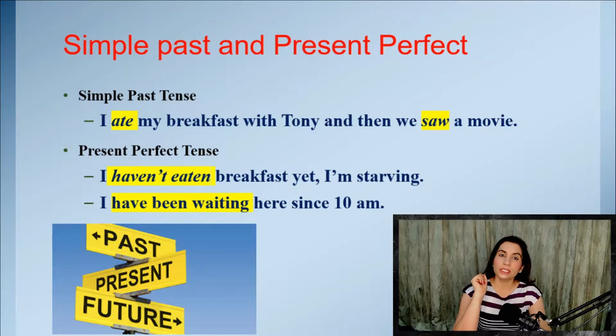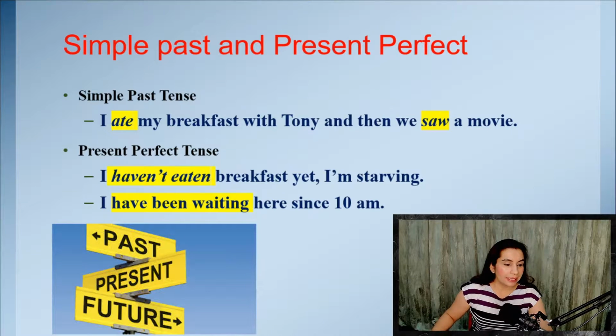Now many students confuse simple past and present perfect. It is very easy to understand. Simple past is used when the action happened in the past and has no connection to the present, whereas in the present perfect the action started in the past and has an effect on the present moment, or it started in the past and is happening in the present also.